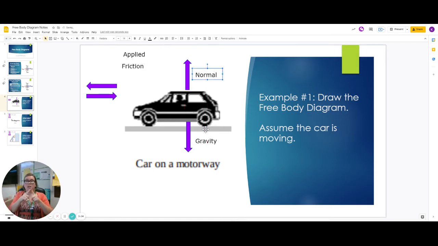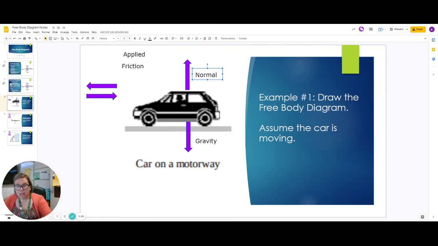Now, assuming something isn't falling through the air or being pushed up into the air, normal and gravity are usually going to be the same size, just because they're balancing each other out. So if it's not moving in that direction, they're going to be the same size.